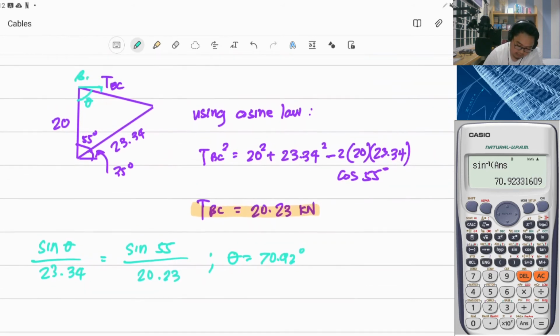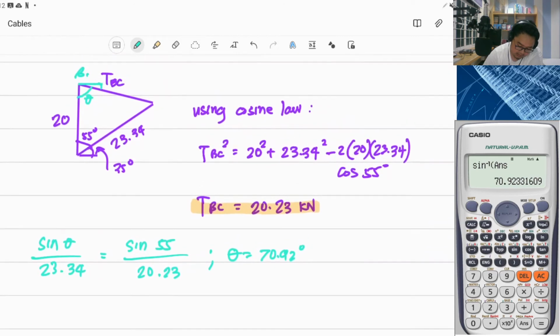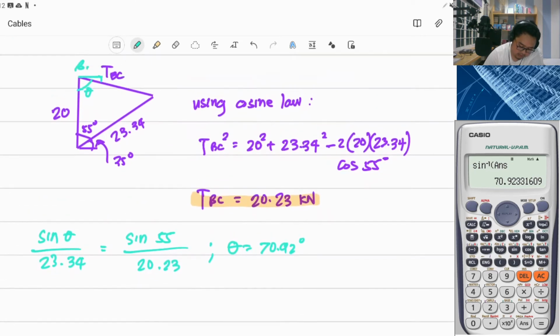But be careful in using this sine law, no? Because sometimes the calculator will give you the complementary angle. So it's very safe to always use cosine law. Okay, so let's check using cosine law if the angle is correct.